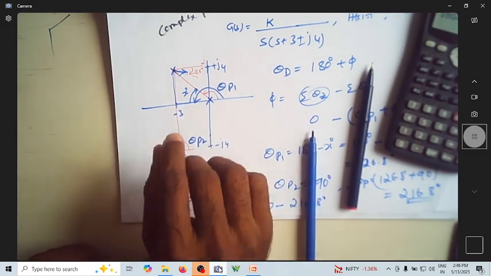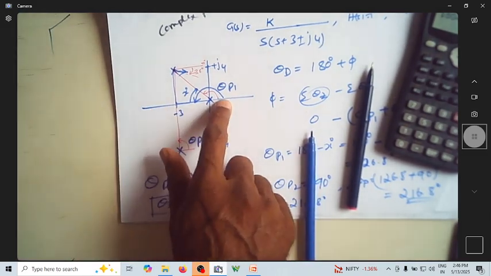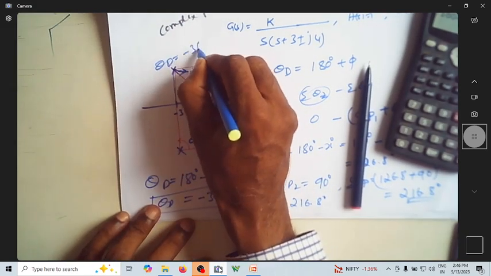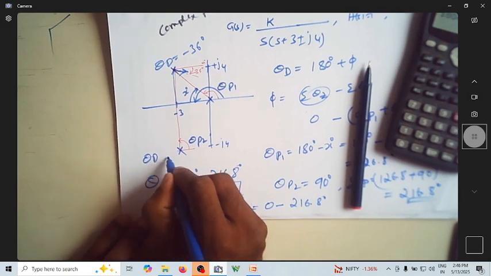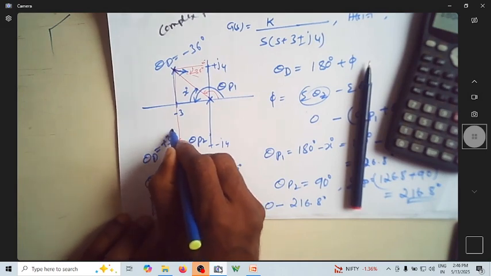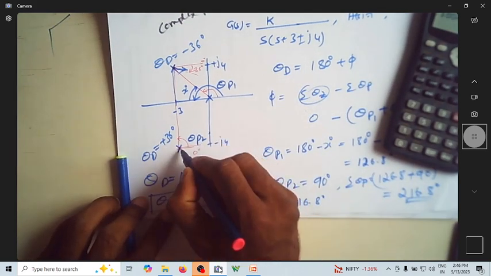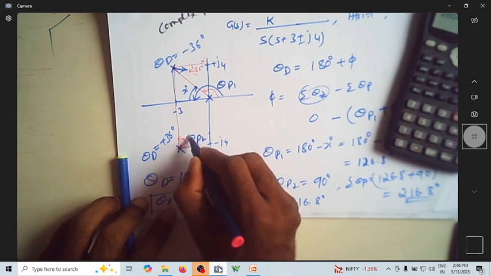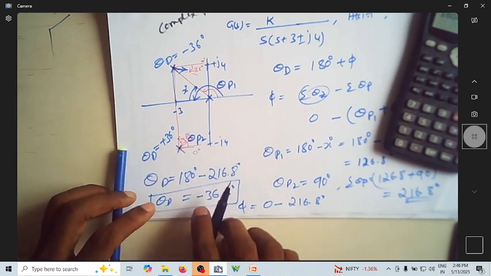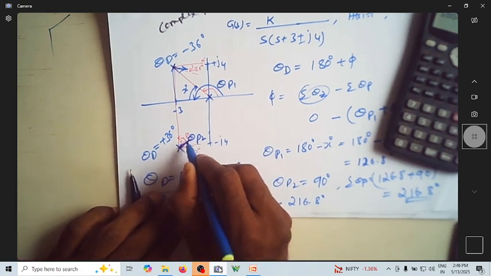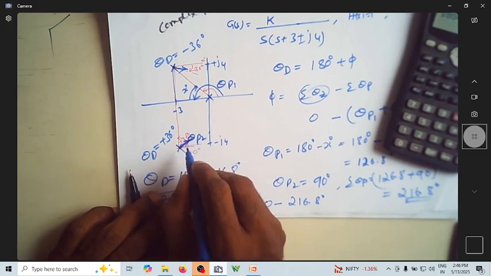Since root locus is always symmetric about the real axis, if theta d of this is minus 36 degrees, theta d of this will always be plus 36 degrees. Meaning if this is 0 degrees, you can write approximately 36 degrees here, plus 36 degrees, and the root locus will leave in this direction. This is the angle of departure. This is how it departs.